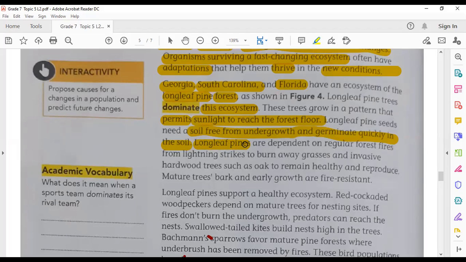These types of trees prefer fires because in these forests, fires happen regularly because of lightning. When lightning strikes, it burns the forest. The major cause of these fires is natural. It is lightning. When lightning strikes, the forest is burned, but the longleaf pines survive. How? Because these fires burn away what? Grasses and invasive hardwood trees. Do you remember the word invasive?